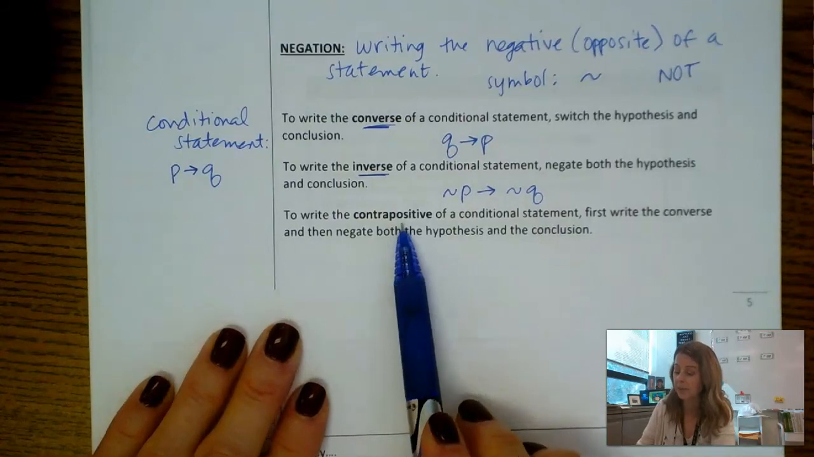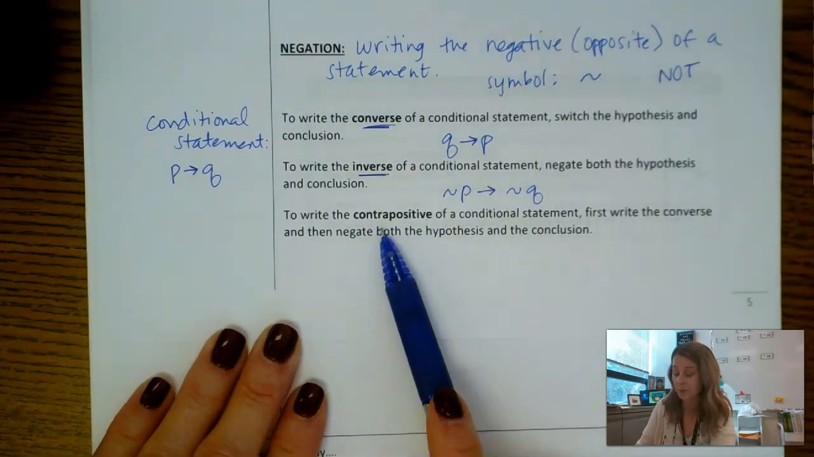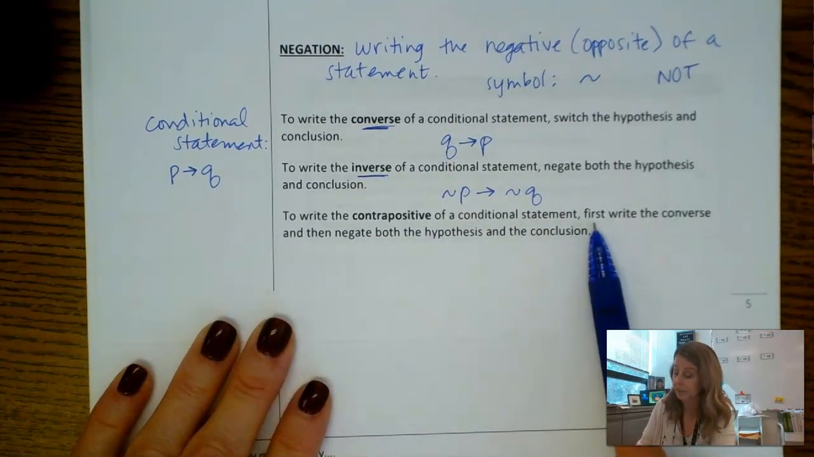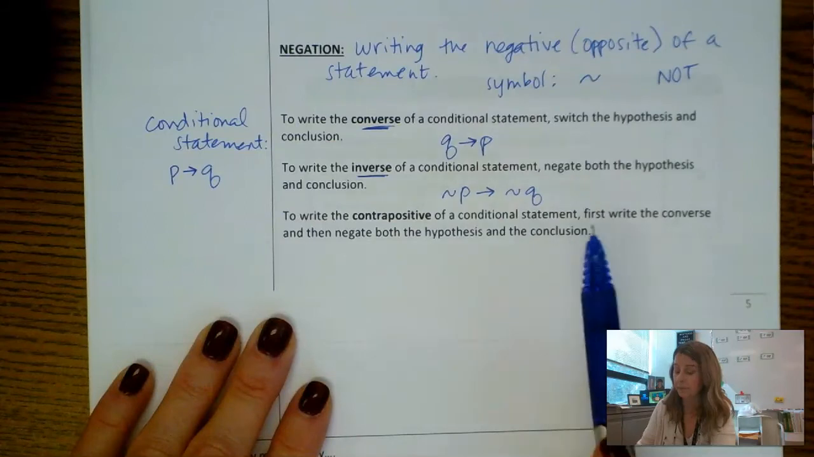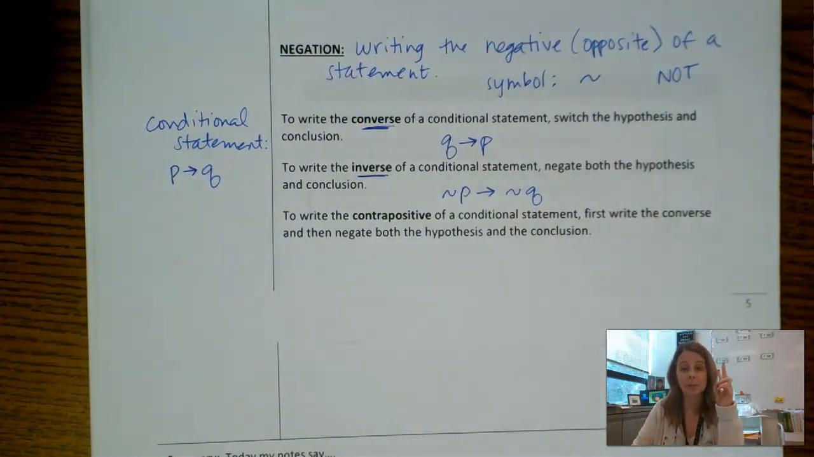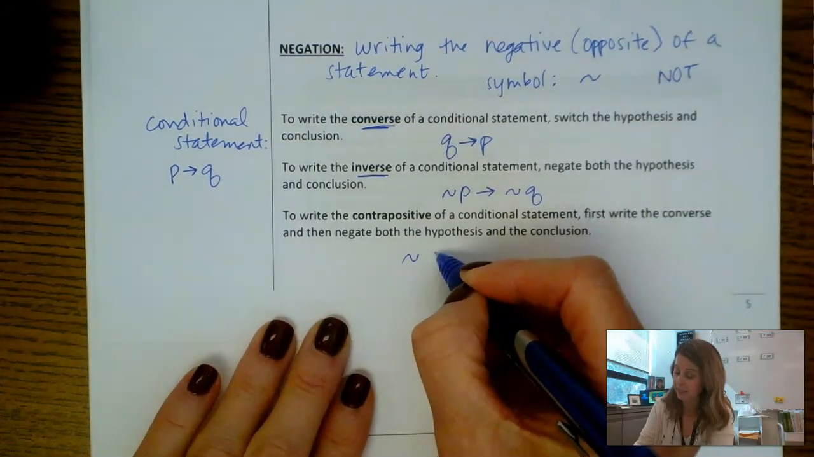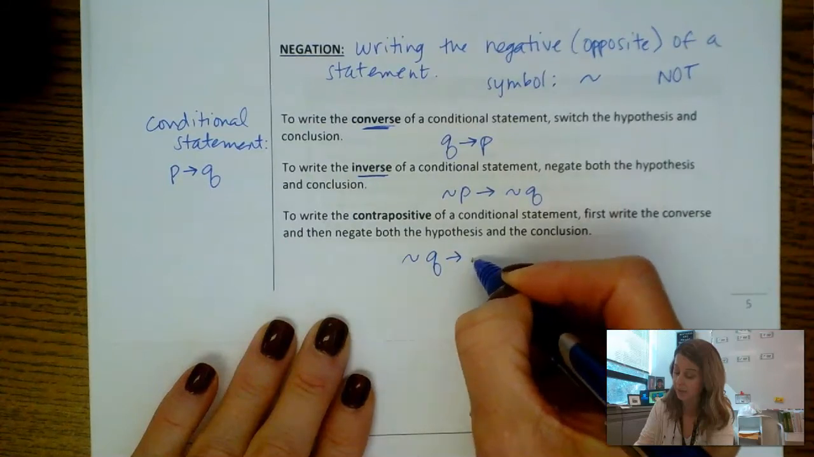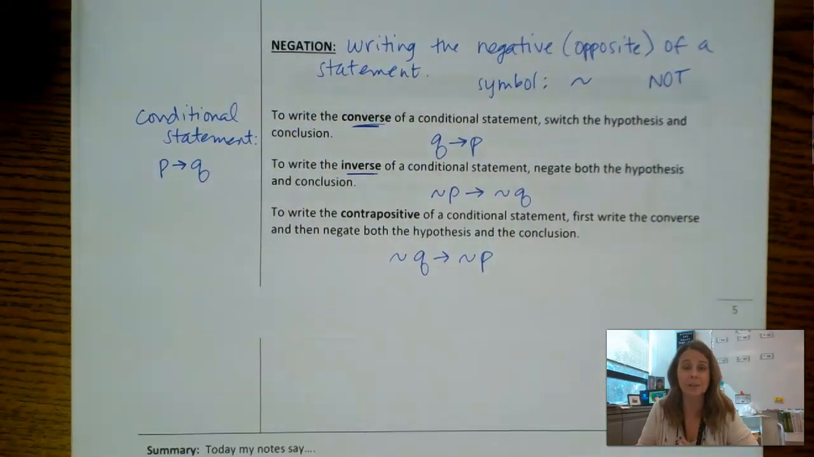Okay, the contrapositive is really the combination of the converse and inverse. So one way I've written it out is you're going to first write the converse and then negate both hypothesis and conclusion. Or in other words, we switch them and make them both the negative. So the contrapositive would be not Q, then not P. Okay, and again, these are not necessarily true statements. Some are true and some are false.